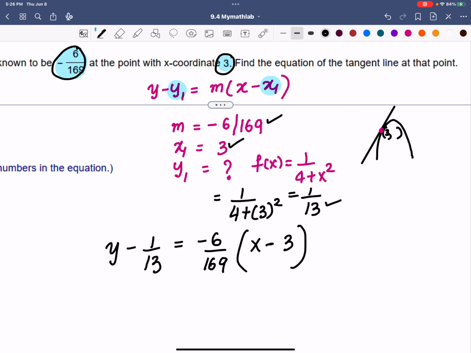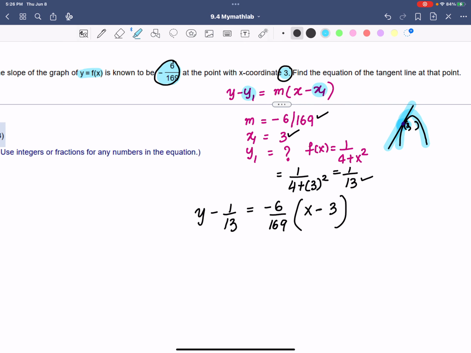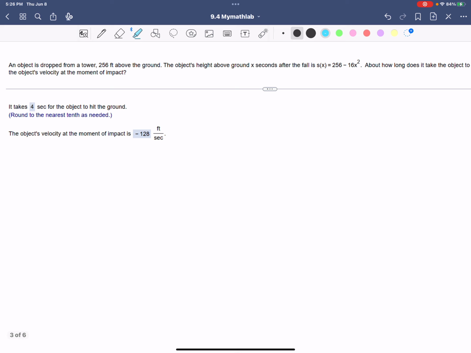But here what you have to understand is the key: this point 3 lies on the line and also on the curve. So that's the trick here. That's the key. So from using that x, you have to find your y. Now that we've done that, let's go on to the next problem. Again, you can pause this video and rewind to see if you have any questions.